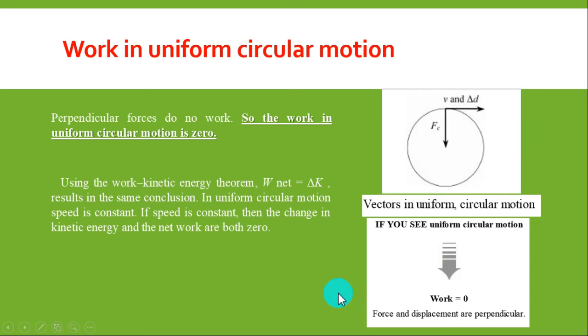Good. So if you see uniform circular motion, always work 0. Why? If I ask you to explain, you just say because force and displacement are perpendicular to each other, and we don't have work when the force and displacement are perpendicular. Okay?